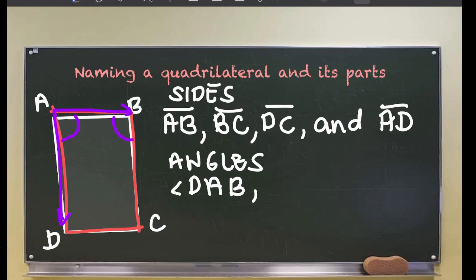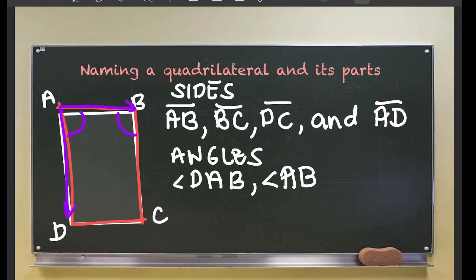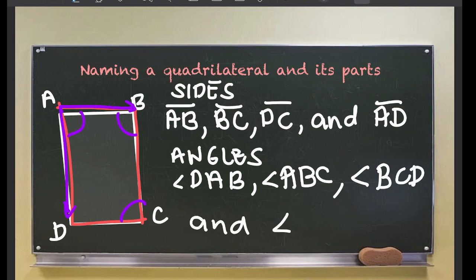Okay, and then we do the same for the rest. We have angle ABC, angle BCD, and angle CDA. So, we have 4 sides and 4 angles.